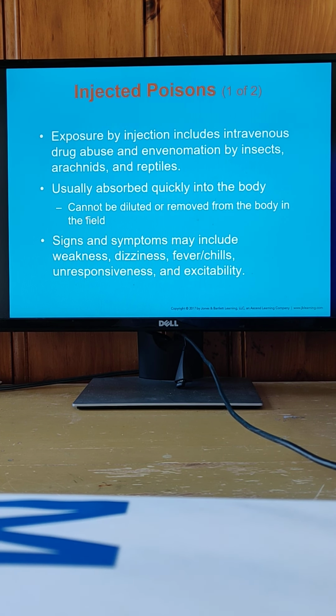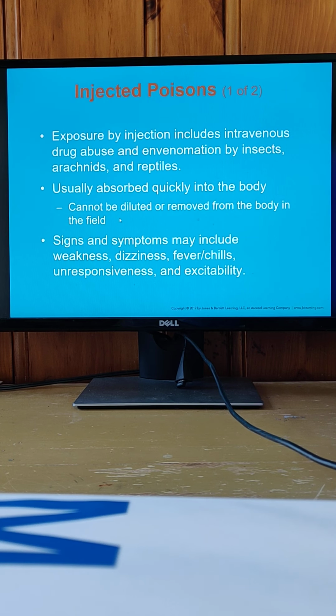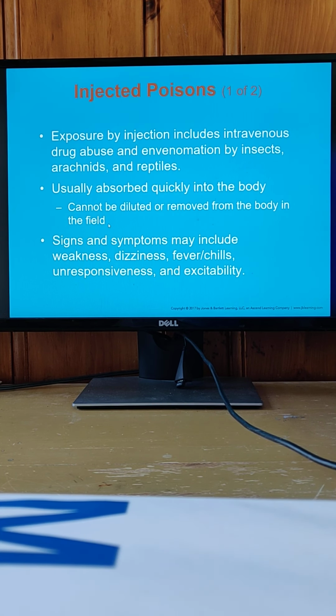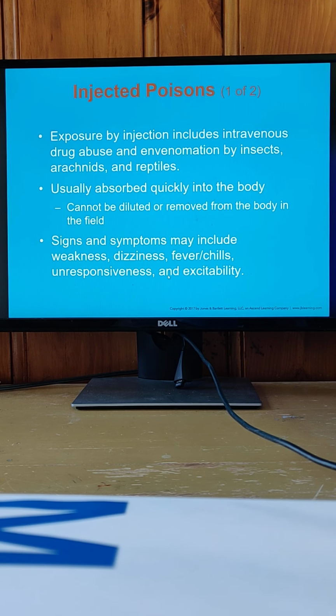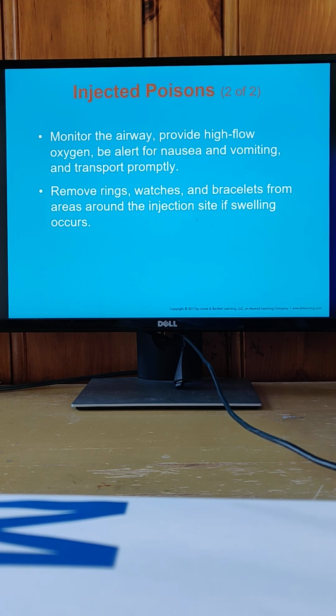An injected poison is usually absorbed quickly into the body. It cannot be diluted or removed from the body in the field. All you can really do with this patient is get an IV started, or have ALS get an IV started, and get the patient to the hospital as quickly as possible. Signs and symptoms may include weakness, dizziness, fever, chills, unresponsiveness, and excitability. It all depends on what type of poison it was and how much was squeezed into the patient's body.